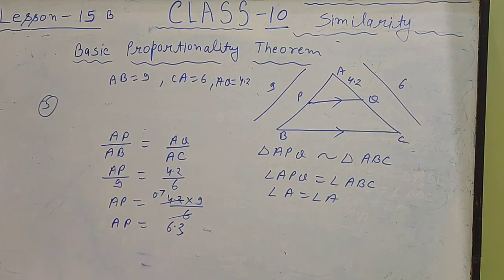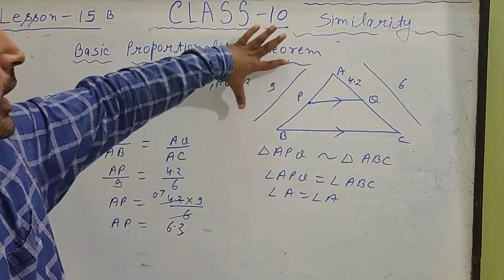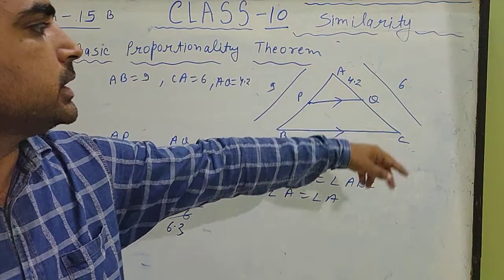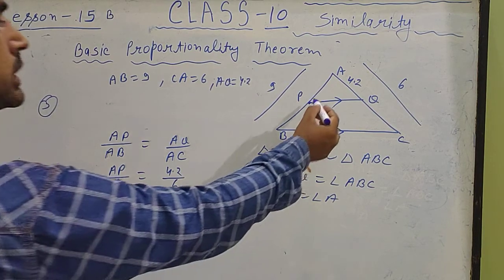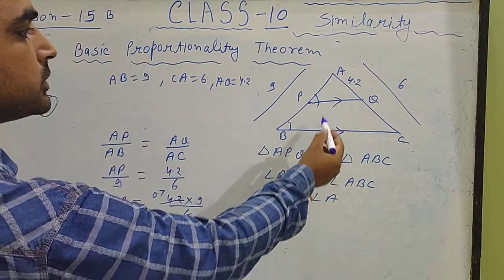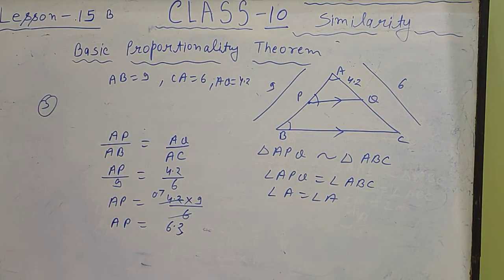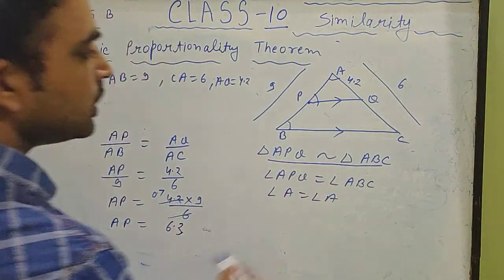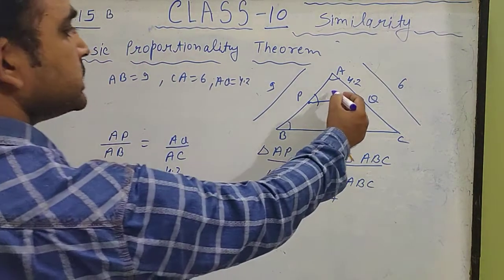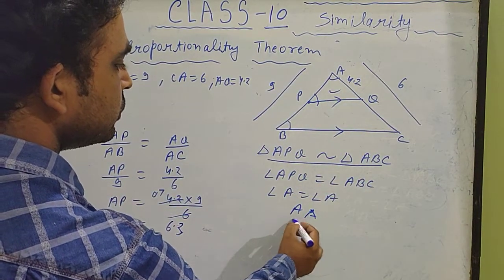Now question number 3 is: a line PQ is drawn parallel to the side BC. This line is parallel to this line. AB is given 9, AC is given 6, and AQ is 4.2. Because lines are parallel, this angle is equal to this angle, corresponding angles, and this angle is equal to this angle. Angle A is common in both the triangles, so triangle APQ is similar to triangle ABC by the angle property, because two angles are equal.